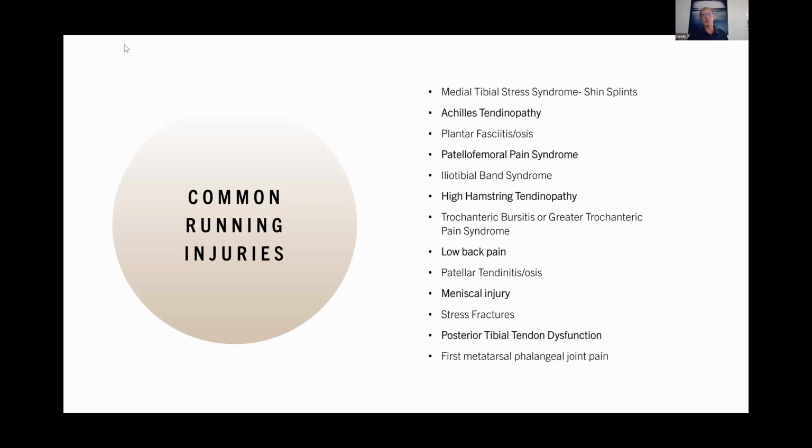So, common running injuries. We won't discuss all of these, but we'll discuss some of them. Here's a pretty long list of them. Hopefully it doesn't make you paranoid. Medial tibial stress syndrome or shin splints, Achilles tendinopathy, plantar fasciitis or plantar fasciosis, patellofemoral pain syndrome, iliotibial band syndrome, high hamstring tendinopathy, trochanteric bursitis or trochanteric pain syndrome, low back pain, patellar tendinitis or tendinosis, meniscal injury, stress fractures, posterior tibial tendon dysfunction, and first metatarsophalangeal joint pain.